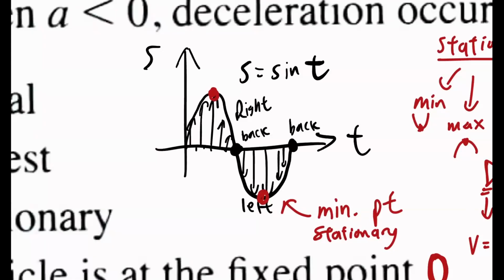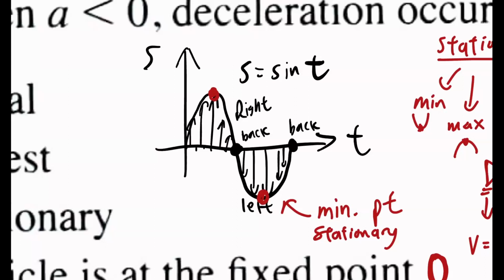And the maximum and minimum points are really just telling you that it's a turning point. What does it mean when we say turning point? It literally means that the particle is turning around.